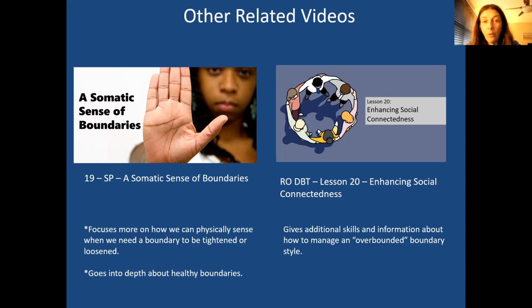Okay, also, if you're somebody who tends to be overbounded, like you have too much of a wall, any of the radically open DBT videos are probably good for you. But in particular, lesson 20, which is called Enhancing Social Connectedness, gives a little bit more about dealing with your overbounded boundary style and learning how to open it up a little bit. But in general, if that's your style, if you're anxious avoidant attachment and you tend to be too walled off, too closed, radically open DBT stuff is better for you.